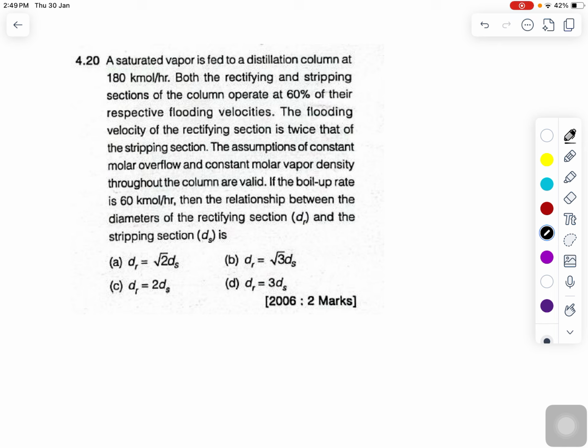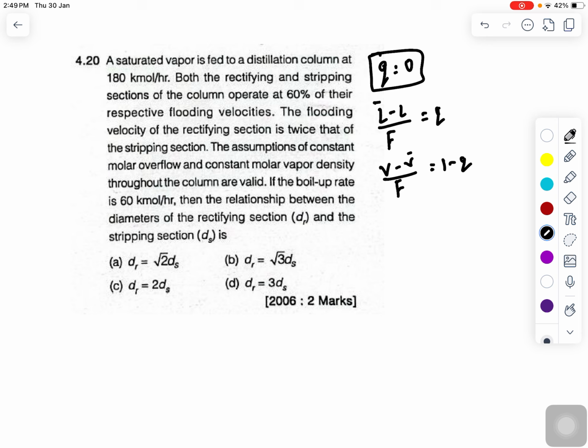The question says that a saturated vapor is fed to the distillation column. Whenever there is a saturated vapor, the value of q will be equal to 0. And when we talk about q, q is equal to (L bar minus L) divided by F, and you can also write (V minus V bar) divided by F, that is equal to 1 minus q. Is that clear? So this is the case.